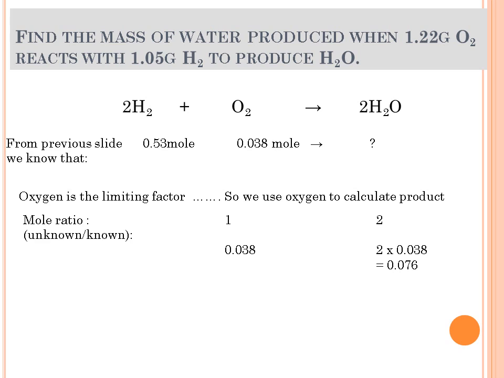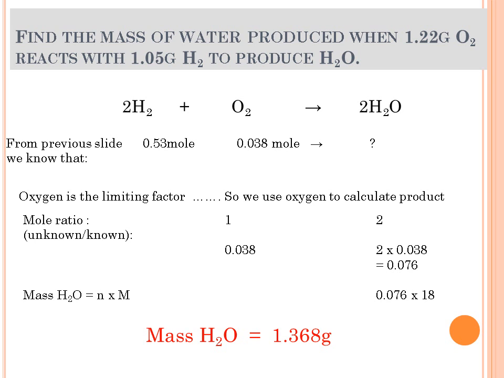But our question has asked us to find out the mass of the water that's produced. To do that, we need to multiply our number of moles by the molar mass. The molar mass of water is 18, and hence we get 0.076 times 18, which gives us 1.368 grams.